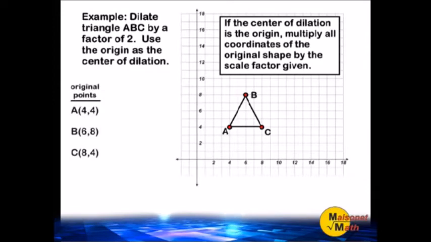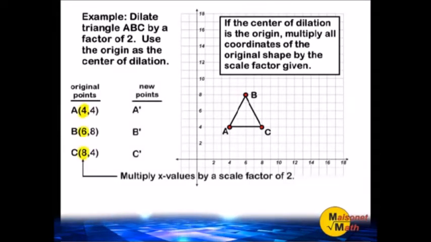First, we should make sure to write down all of the coordinates of our original shape. After writing all of the coordinates of your original shape, simply multiply all of those numbers by a value of 2. First, I am going to multiply all of our x values by a scale factor of 2. So if we double all of these values, 4, 6, and 8, we get the new values 8, 12, and 16.